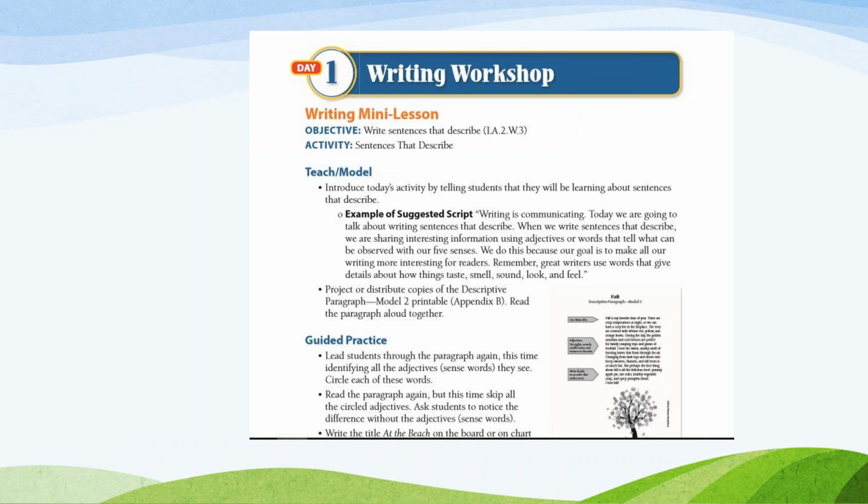Next slide, please. Again, an example of a writing workshop lesson, and you can see some of those things we've talked about. The thing I wanted to show here on this page was down in the bottom right-hand corner, you'll see that there is a reduced image of one of the printables. Just above guided practice, it says project and distribute copies of the descriptive paragraph, Model 2 printable. And then it says Appendix B, so you know where to go to find it. But over in the right-hand corner there is a reduced image of that printable. So teachers can quickly look at that and find it in the book.